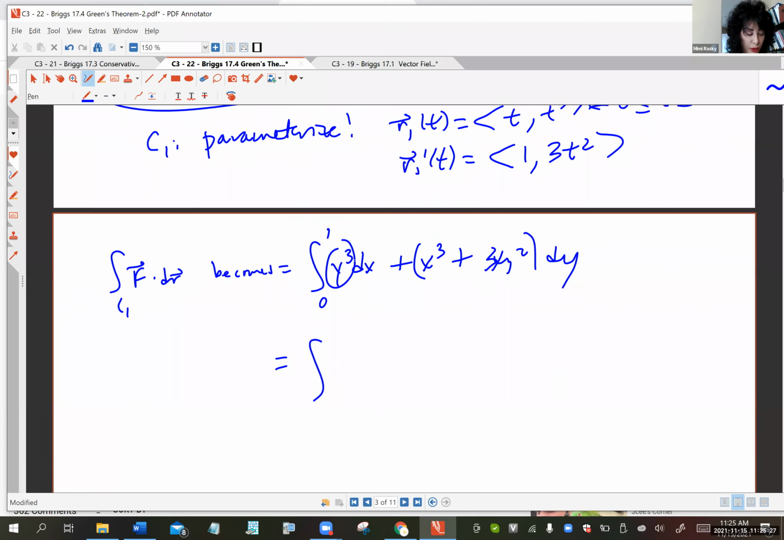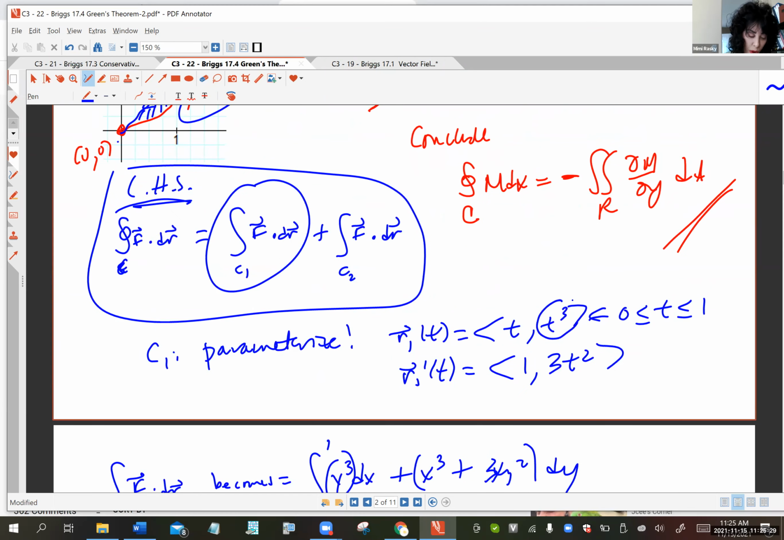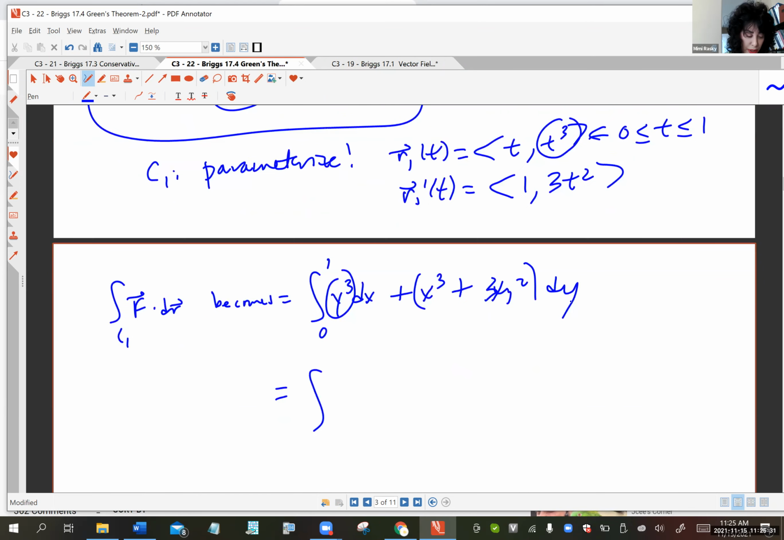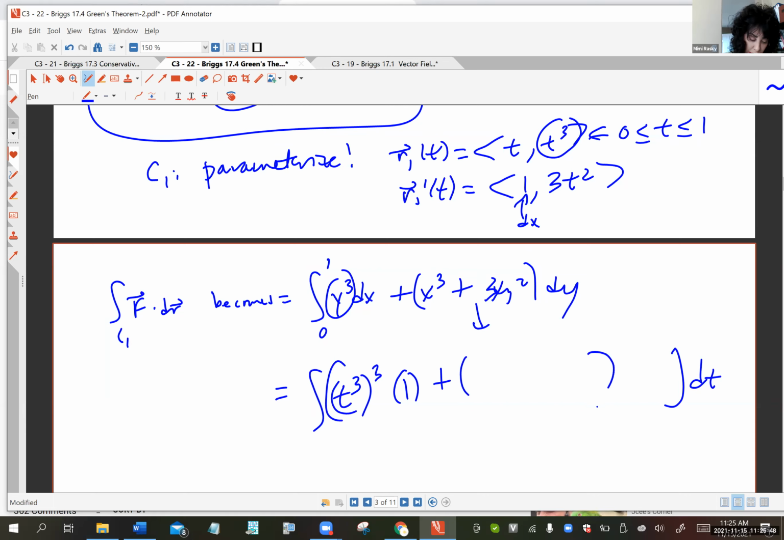You're going to do y cubed. But y is equal to t cubed, so you're going to have to go t cubed cubed. And then your dx is the first component of your velocity vector, so that's going to be 1 dt. And I'll put the dt way out here, factored out.